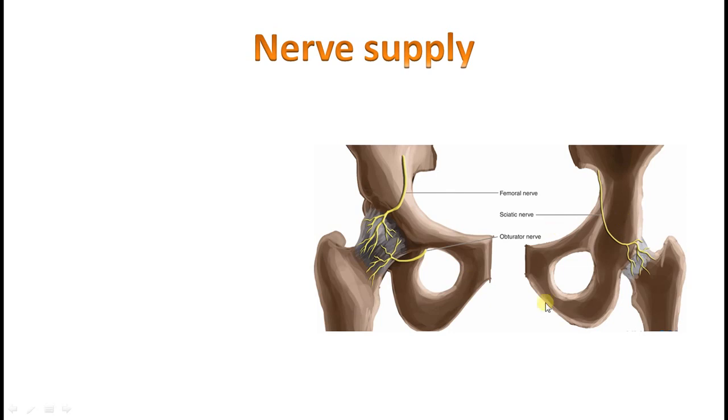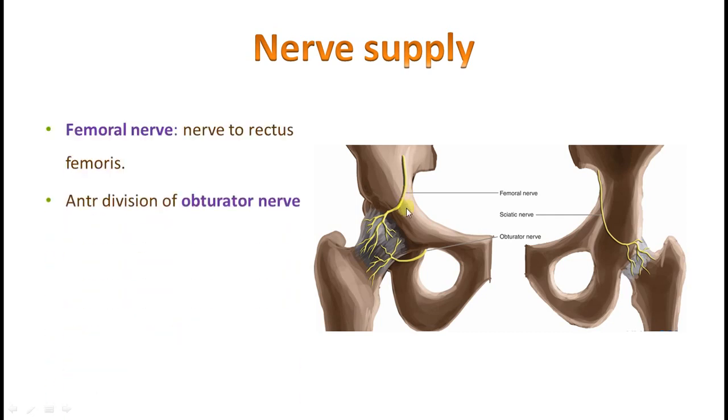Coming to the nerve supply of the joint, mainly it is supplied by a branch from the femoral nerve, that is, through the nerve to rectus femoris, the anterior division of the obturator nerve, then the superior gluteal nerve will give a branch, and the nerve to quadratus femoris will give an articular branch. So Hilton's law: a nerve supplying the joint also supplies the muscles and the skin around the joint. Based on that: femoral nerve, obturator nerve, nerve to quadratus femoris and the superior gluteal nerve.